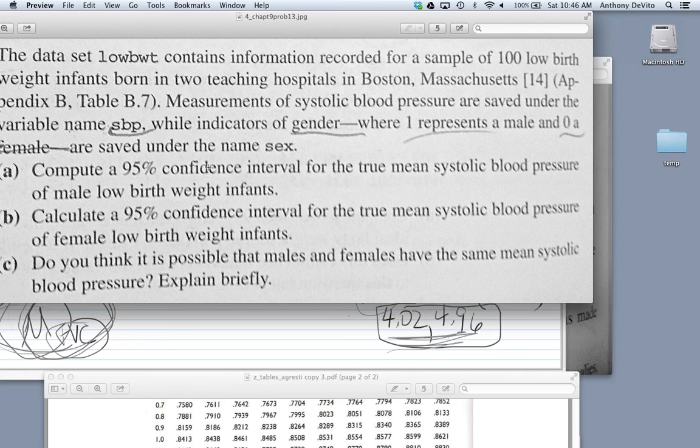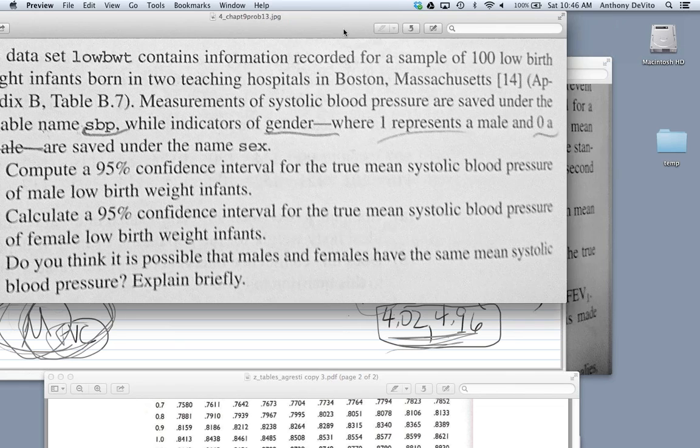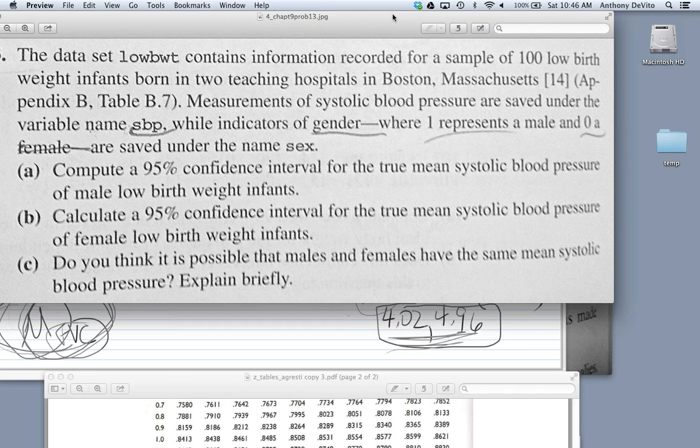Okay, it only explains about male in Part A. Calculate a 95% confidence interval for female low birth weights. Okay, so might as well do both at the same time. Do you think it's possible that males and females have the same systolic blood pressure? Or another way of saying that, do you think they have different average systolic blood pressures? Okay, and then they want you to explain it.